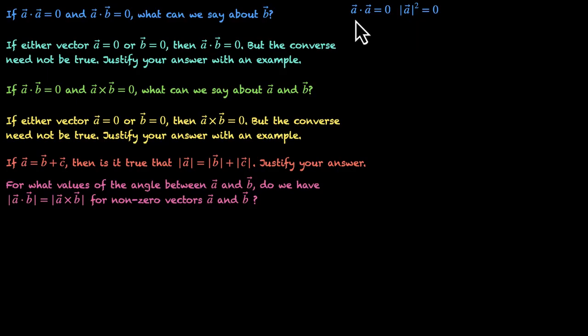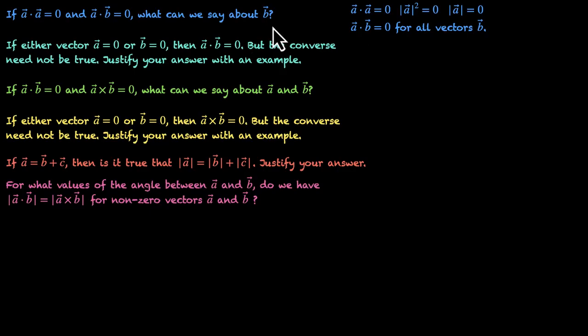So if the dot product with itself is 0, this means the mod square is 0. This means the mod is 0. What this means is a is a 0 vector. The magnitude of a is actually 0. Now if you take the dot product of a 0 vector with any other vector, you'll still get 0. So a dot b will always be 0 for all values of b, because a dot b is going to be mod of a times mod of b times cos of theta, and mod of a will always be 0. So this thing will always be 0 for all values of b.